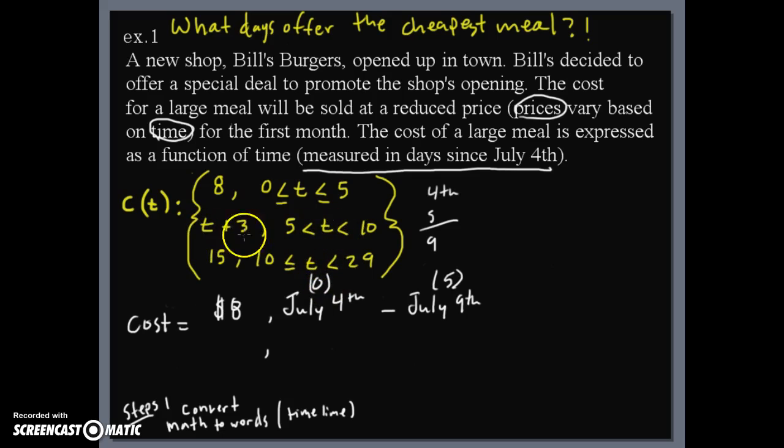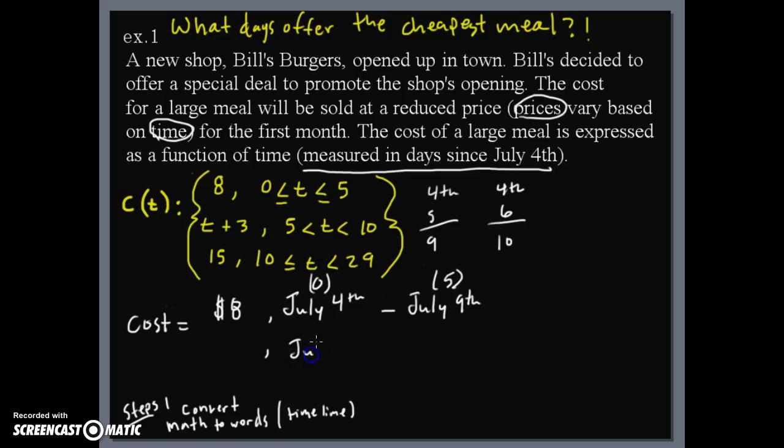What's the smallest number that I can plug in to this inequality? If it says 5 is less than t, which is greater than 10, we know that the number that we cannot put in is 5 because there's no equal to. So the smallest number here is going to be 6. So 6 days from the 4th is what date? So we're going to take the 4th, we're going to add 6 days to it, and we get 10. So we know that 6 days, which is the smallest number we can plug in the middle, is going to be the 10th.